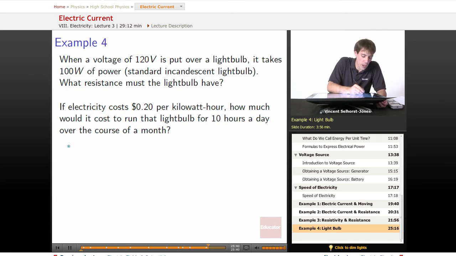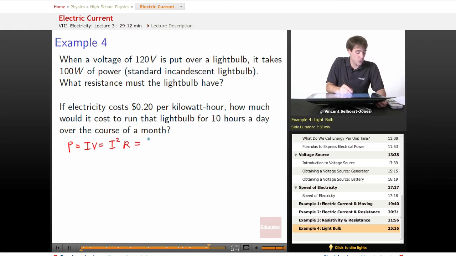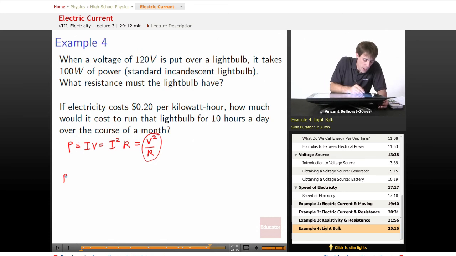What is power? Well, power was equal to current times voltage, which is equal to current squared times resistance, which is equal to the voltage squared over the resistance. So which one of these would be the best choice to pick? Well, we know the voltage, we want to know the resistance, we know the power. So this is the best one to choose.